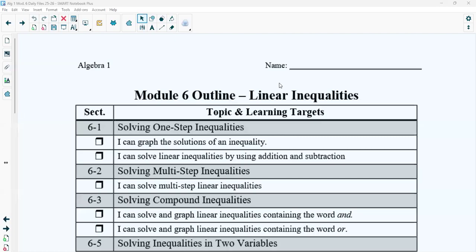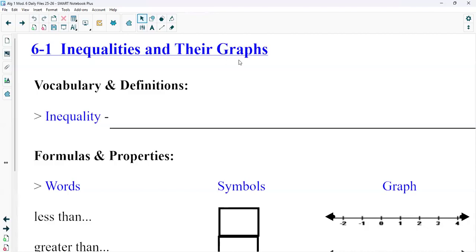Good morning, folks. Today we're going to be looking at Module 6. We're getting started there, specifically looking at 6.1. We're going to be solving one-step inequalities. Let's go ahead and get things going here. So, inequalities and their graphs.